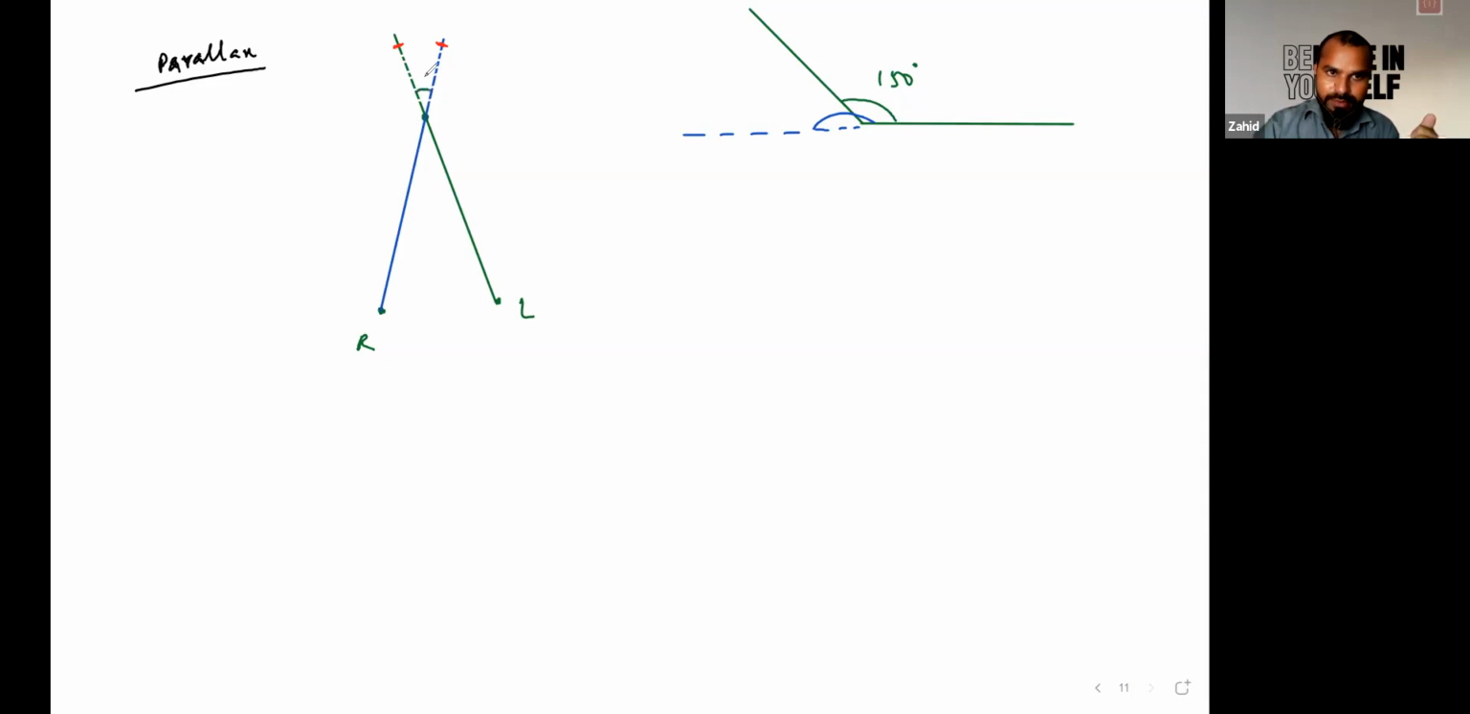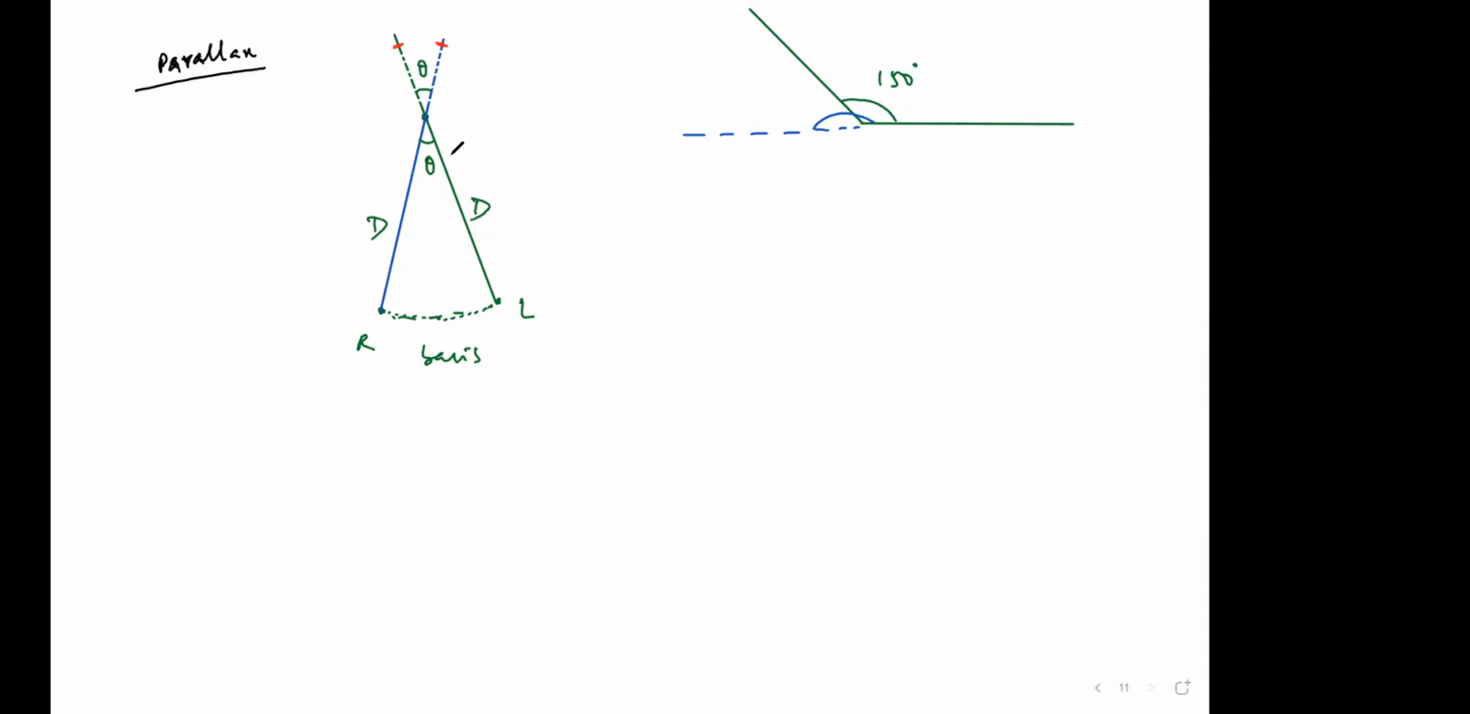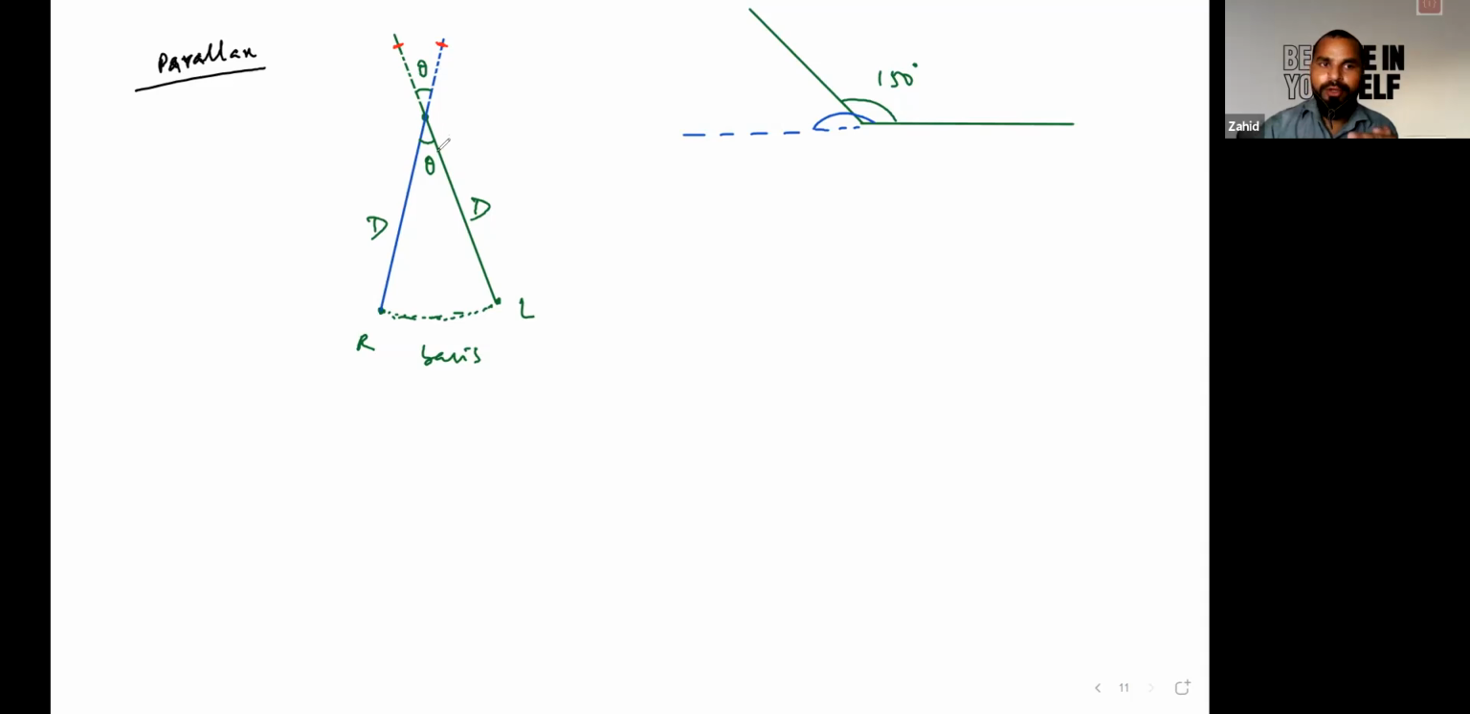Suppose the angle between them is theta. So it will also be theta, the vertically opposite angle. The distance between the two eyes is called the basis. The distance of the object from either eye is d. By knowing any two values, the third can easily be calculated. So this is just an indirect way of measuring distances.